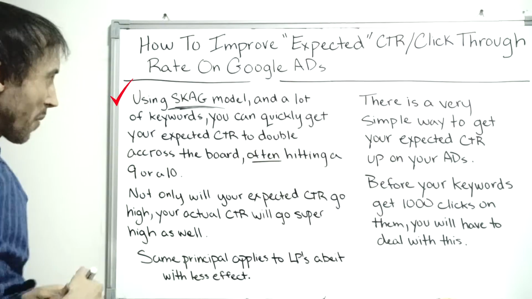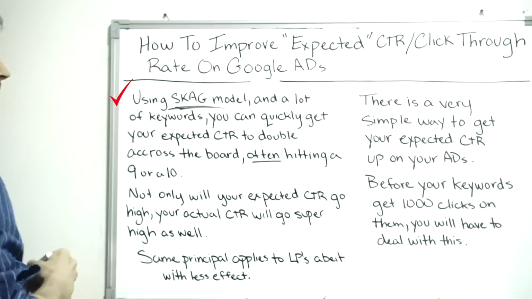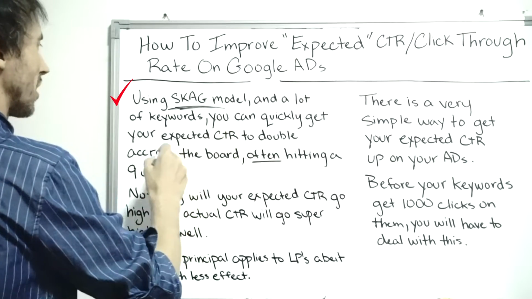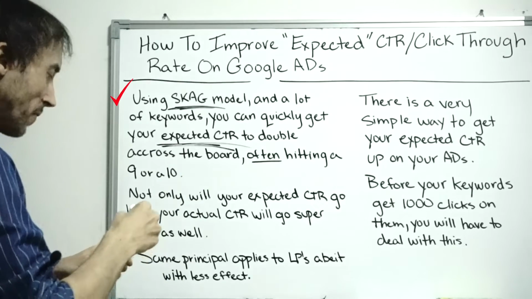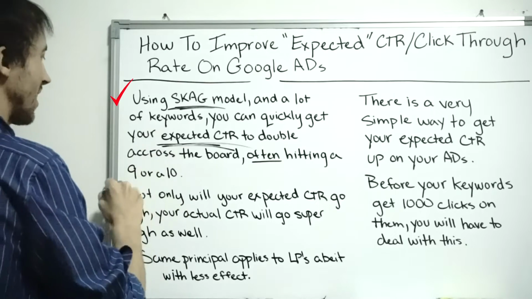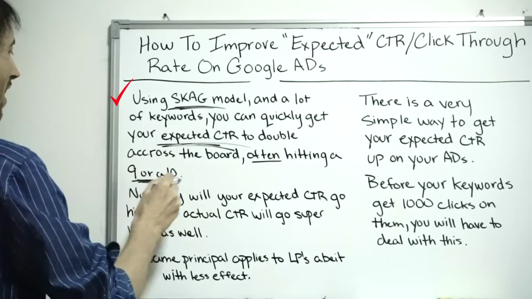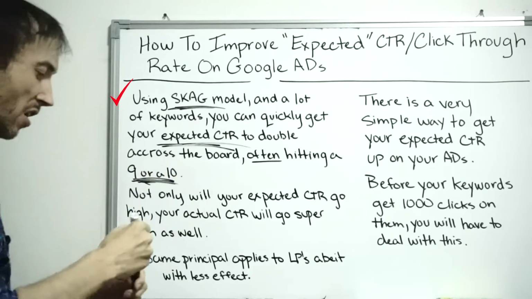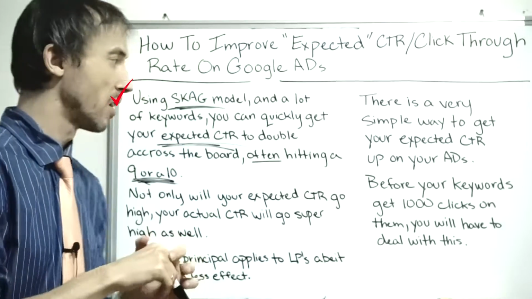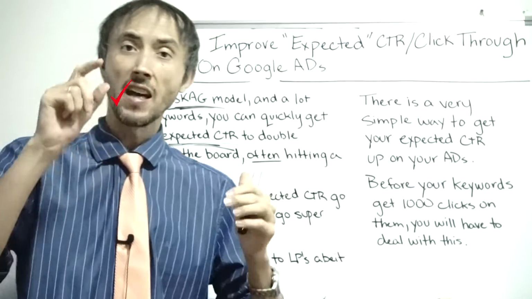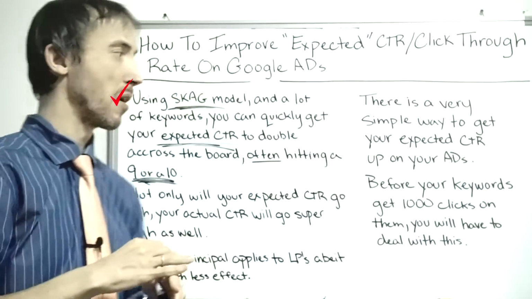So anyway, getting back to the topic at hand here, use single keyword ad groups, because that'll get your expected click-through rate to double across the board, often just putting you in a position to hit at least a 9 or a 10 on the 1 to 10 quality score scale to get your cost per click on that low end of that range I was talking about earlier.